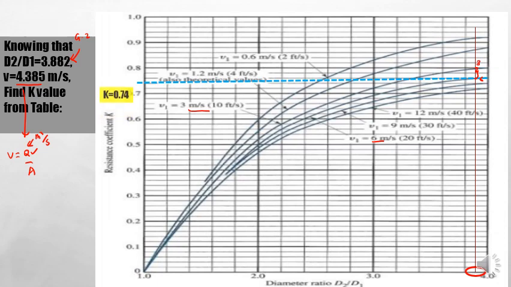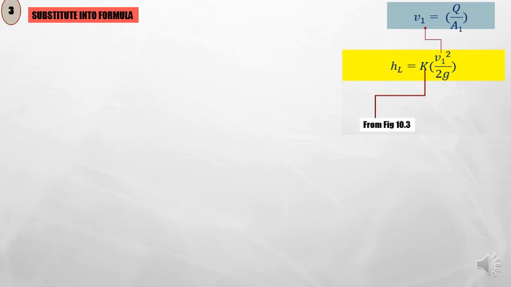And finally, you will get your K, which is the intersect between D2 divided by D1 and the V1, which is 0.74. Okay, so here I will show you again how I substitute into the formula. This is the formula that we have to use. First of all, you need to get the V1 from this equation. Then after that, you need to get the K from figure 10.3. This one I already showed you, K equals 0.74.